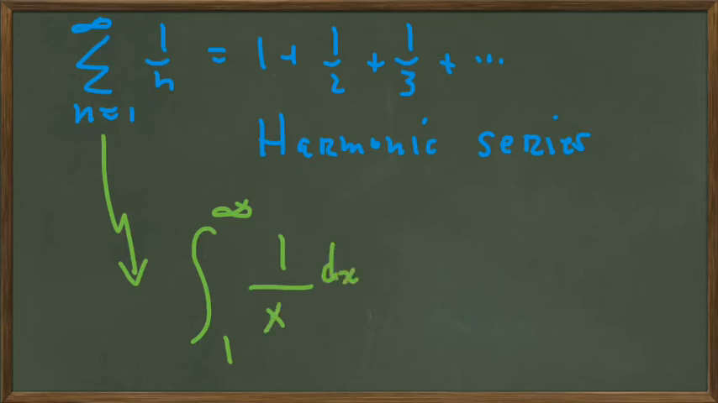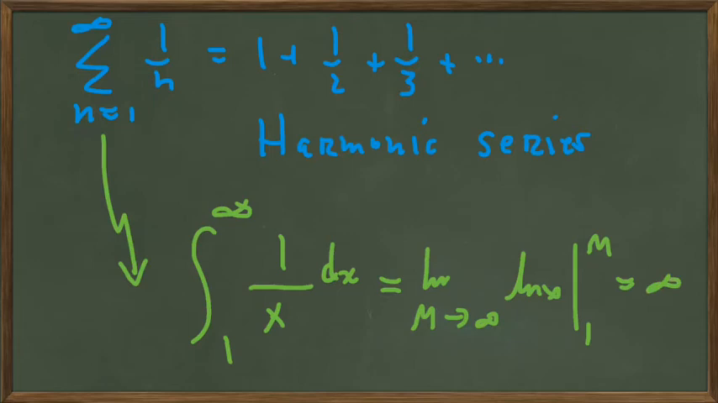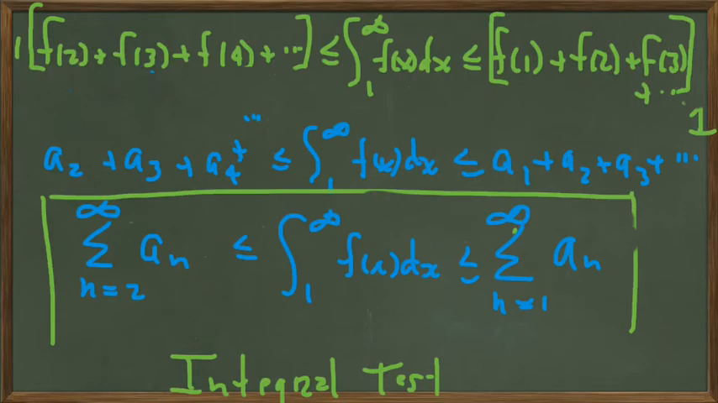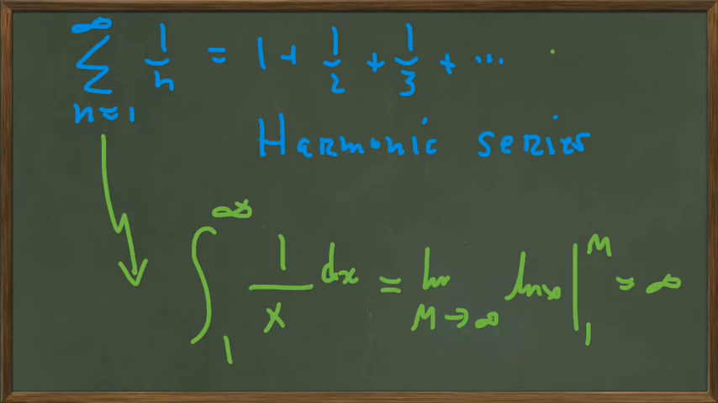So this is an integral that we already know from chapter 8 discussions diverges. It's the limit as m goes to infinity of ln x between 1 and m, which we have already seen is infinite. And so using this form of the comparison test, we know that this integral diverges, and therefore our series diverges. So that's an easy way to show that the harmonic series diverges. It has an infinite sum.